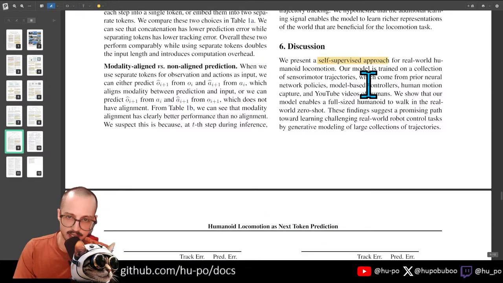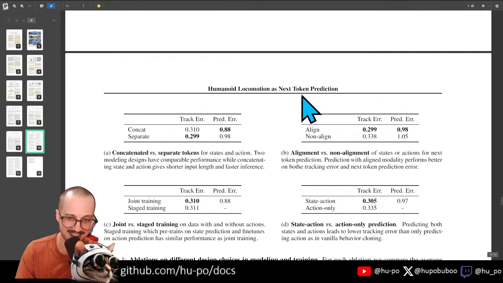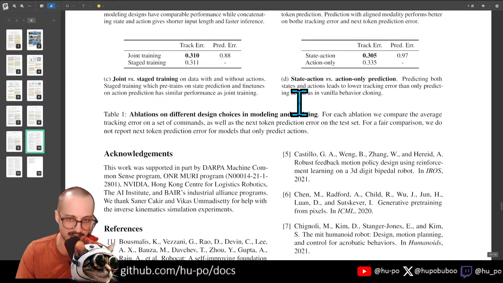Our model is trained on a collection of sensorimotor trajectories, which come from prior neural network policies, the reinforcement learning ones, model-based controllers, the DARPA generation, human motion capture, and YouTube videos of humans. We show that our model enables a full-size humanoid to walk in the real world zero shot. These findings suggest that a promising path towards learning challenging real-world robot control tasks is by generative modeling of large collections of trajectories. A little bit of a tongue twister on that one.